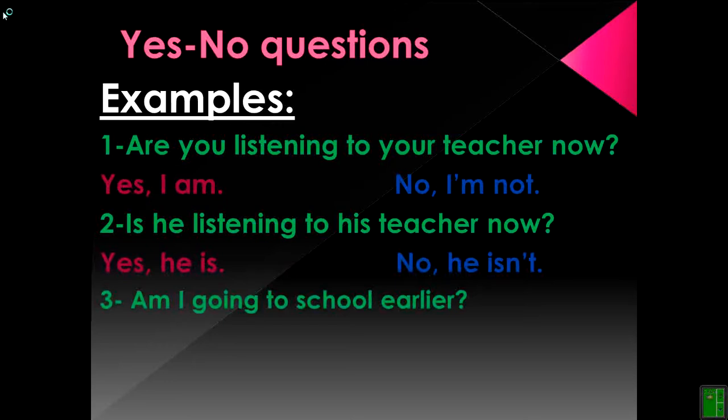Number 3, am I going to school earlier? If you ask yourself, you say, am I? And this is rare in English, but anyway, just to clarify and make it easier for you to use am I. In this case, you change am I into you are in the positive answer. You say yes, you are, or no, you aren't in the negative answer.